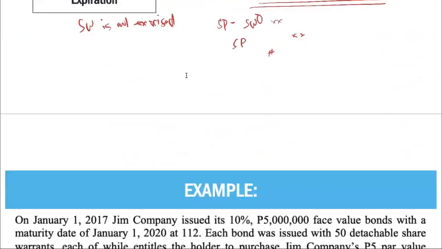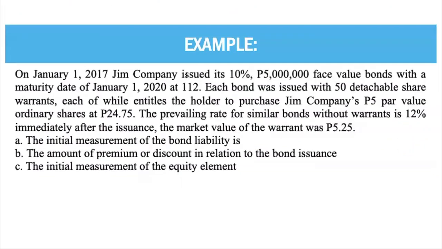Okay? Let's have an example. On January 1, 2017, Jim Company issued its 10% 5 million face value bonds with the maturity date of January 1, 2020 at 112. Each bond was issued with 50 detachable share warrants, each of which entitles the holder to purchase Jim Company's 5 par value ordinary shares at 24.75. The prevailing rate for similar bonds without warrants is 12%. Immediately after the issuance, the market value of the warrant is 5.25.